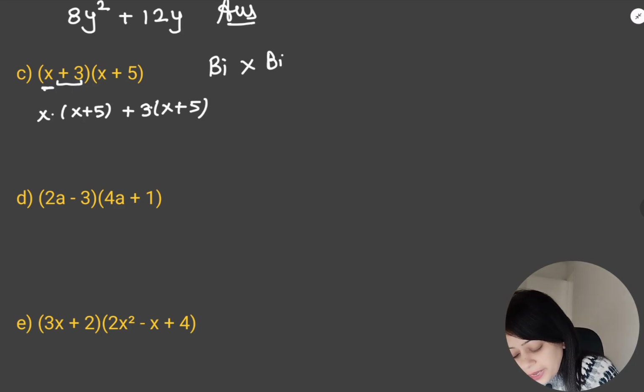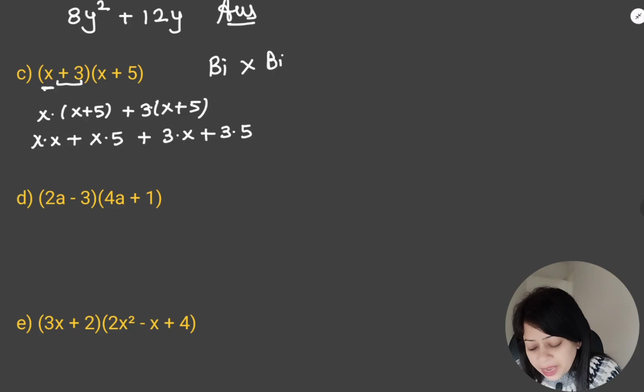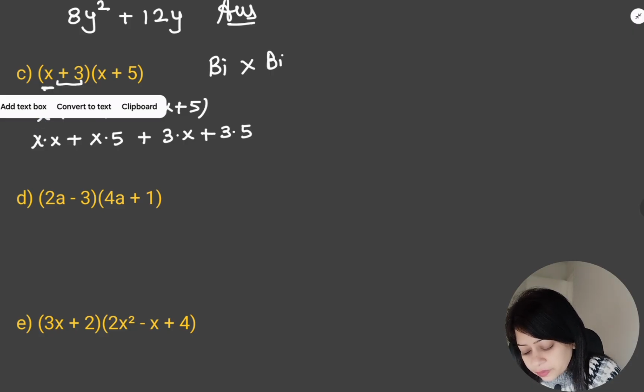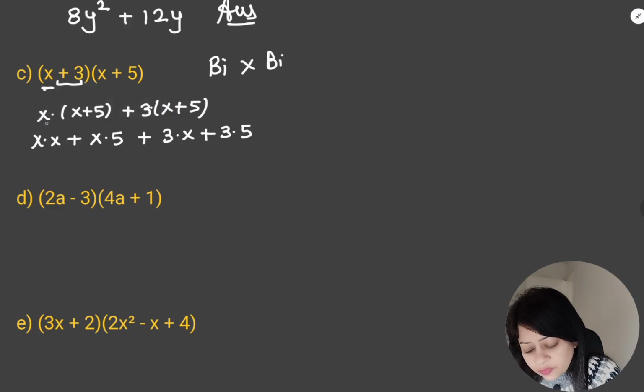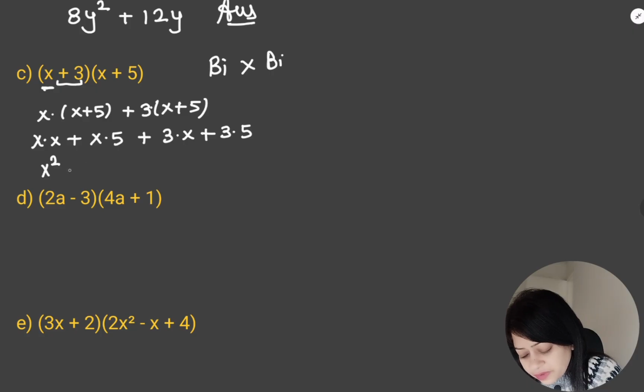Now here x multiply x plus x multiply 5 plus 3 multiply x plus 3 multiply 5. Are you understanding? What did I do? I had x here outside the bracket. I multiplied this x with the x, and then I multiplied this x with the 5 right here. Okay. So x times x is x square, right? You add the powers. x times 5 is 5x plus 3 times x is 3x. 3 times 5 is 15.